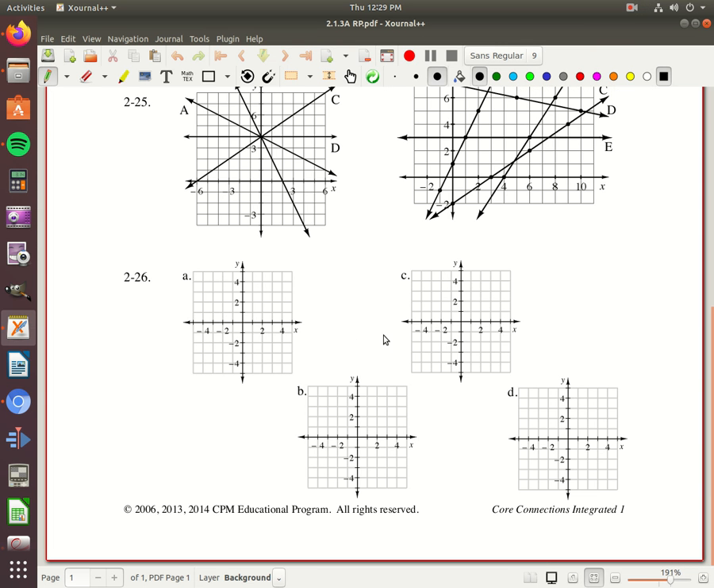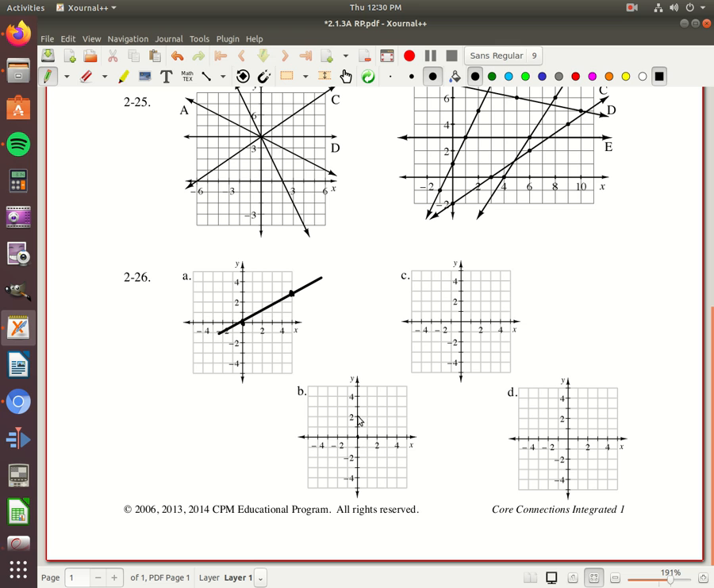For A, it asked me to just draw a line that goes up 3 every time it goes over 5. So let's say I was here. It would go up 3 every time it goes over 5, and I would get a line that looks something like that. I missed. That's disappointing. I missed again. I give up.